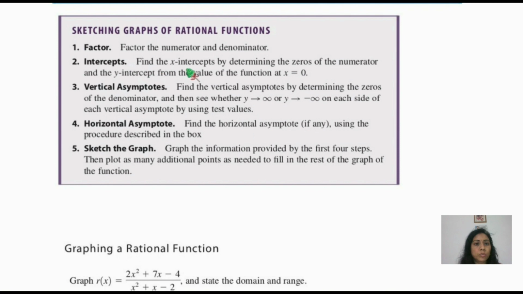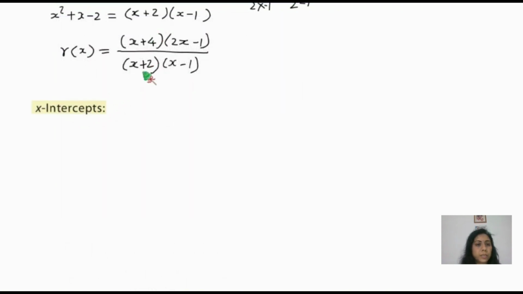Okay, find the intercepts. So for x-intercepts, determine the zeros of the numerator, and for y-intercepts, find the value of the function at x equal to 0. For x-intercepts, find the zeros of the numerator. So x plus 4 equals 0 and 2x minus 1 equals 0. Okay, so the x value is minus 4 and here the x value is 1 upon 2. So the x-intercepts are at minus 4 and positive 1 upon 2.